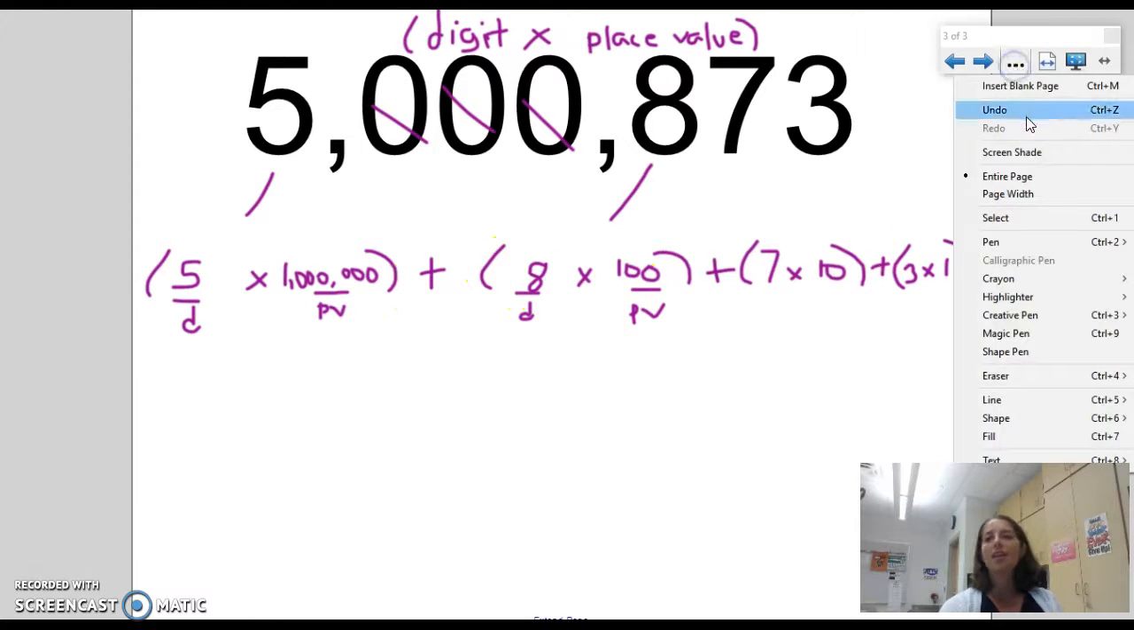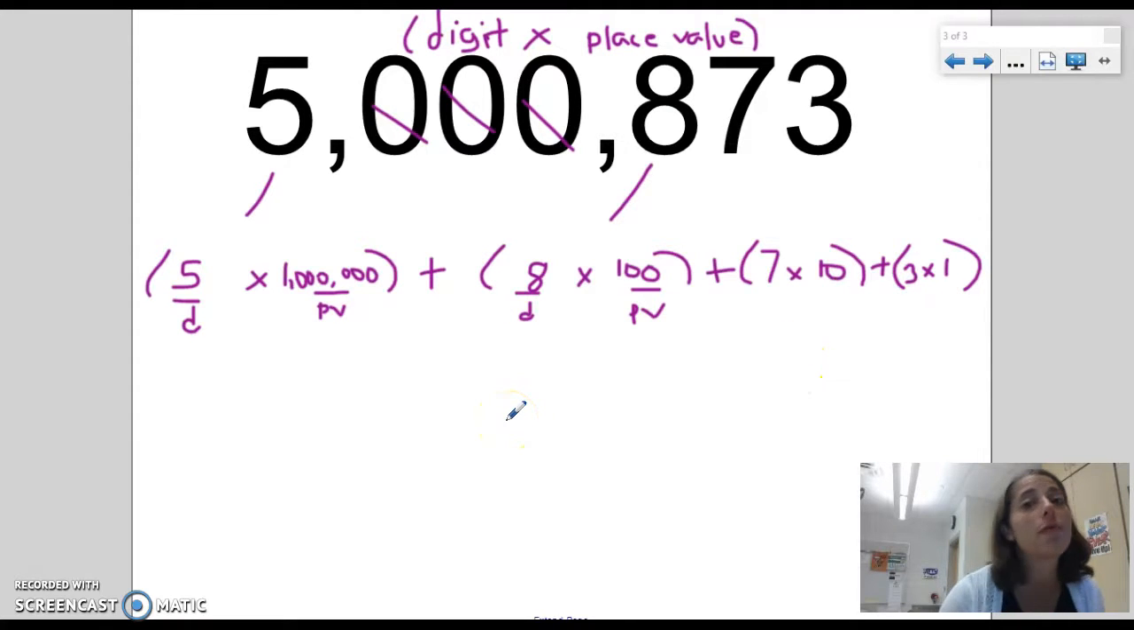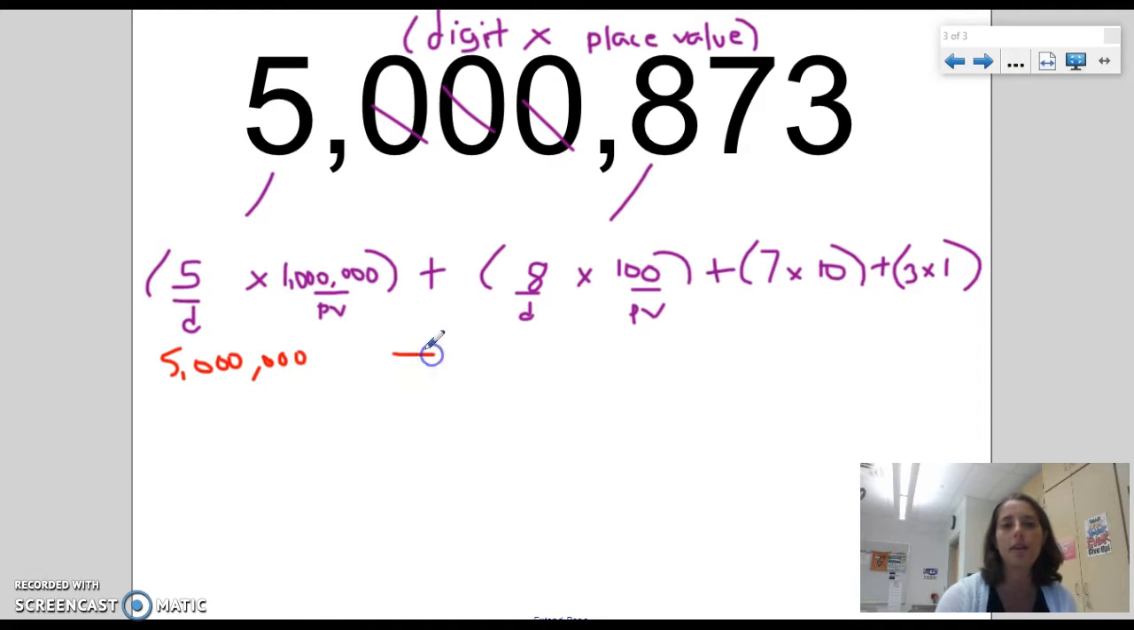This is directly connected to old school expanded form. I'm going to go back and put old school expanded form right underneath it, what you're familiar with. This is 5 million. That 5 in the millions place is worth 5 million. And that makes sense because 5 times a million is worth 5 million. We're going to add that to the value of that 8. Well, the value of that 8 is worth 800. Well, 8 times 100 is 800. The value of a 7 in the tens place is worth 70. Well, 7 times 10, 7 in the tens place, is worth 7 groups of 10, or 70.